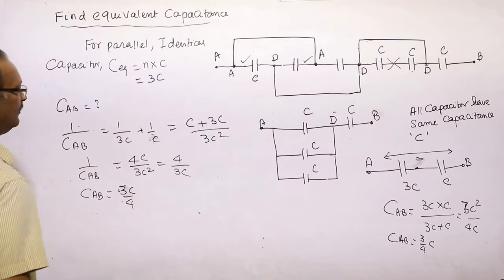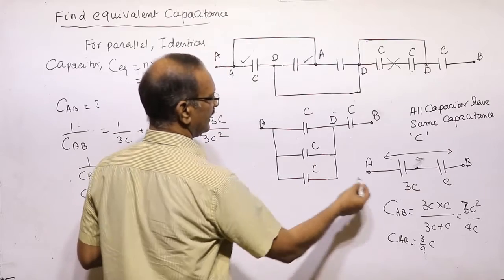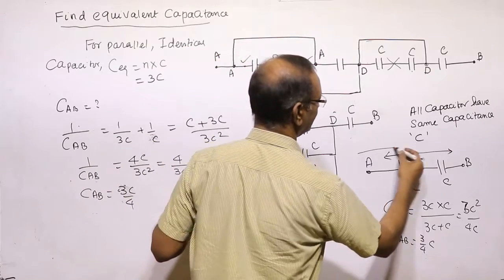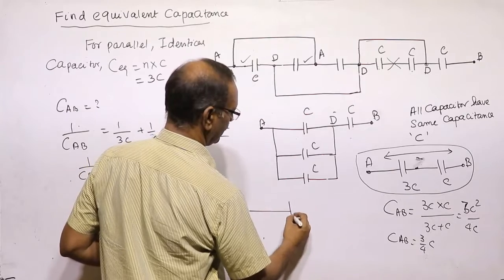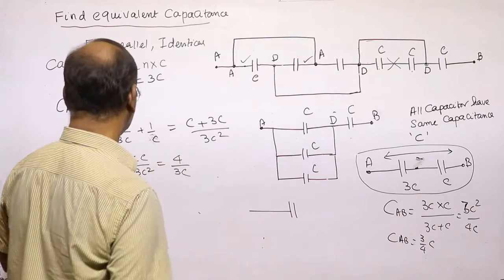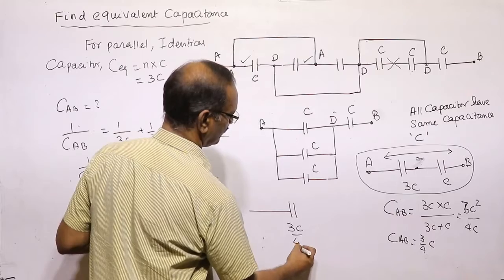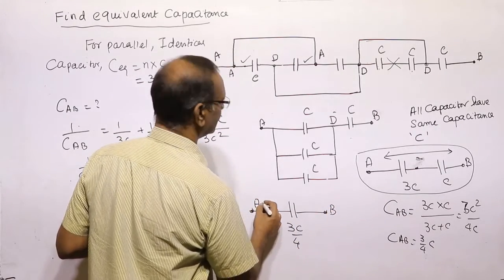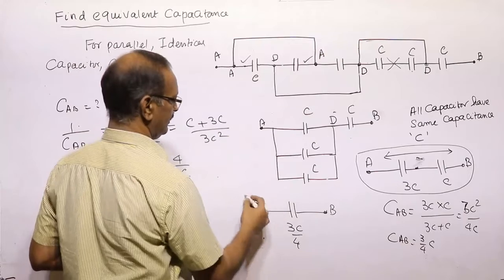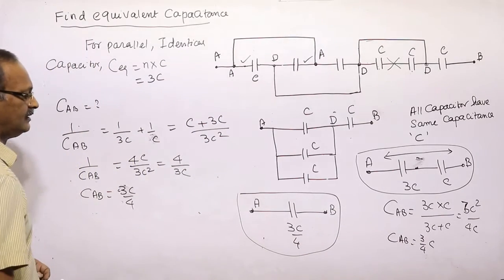So now we have converted this one. This is equal to 3C and this is equal to C. This circuit is now converted into a single capacitance. What is this? 3C by 4. This is B and this is E. So this entire circuit is reduced to a single capacitor whose value is equal to 3C by 4.